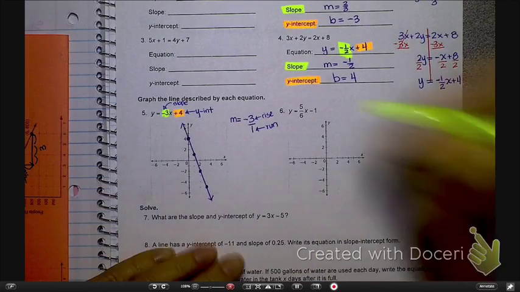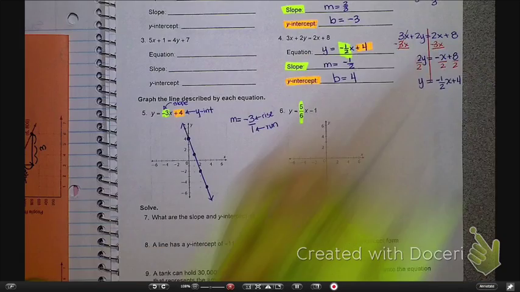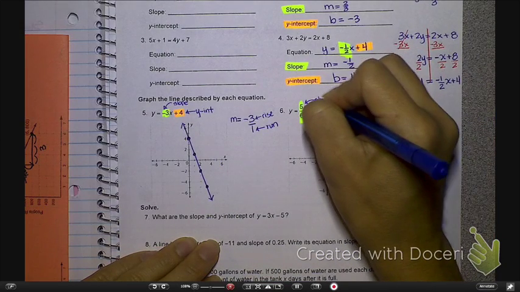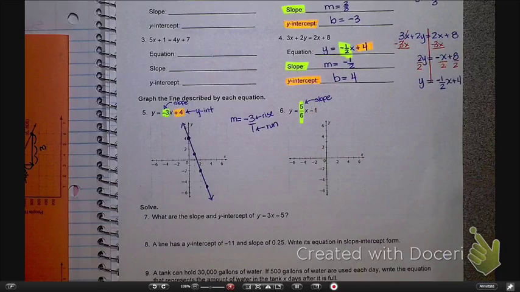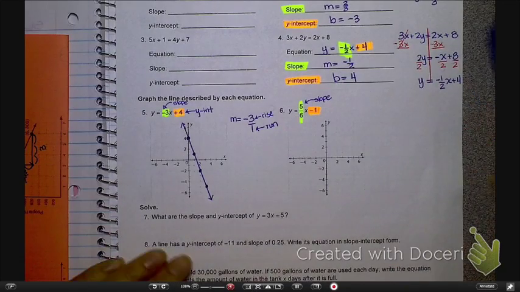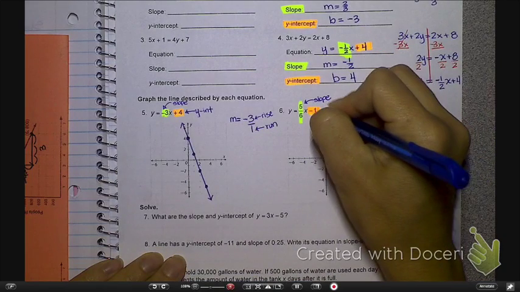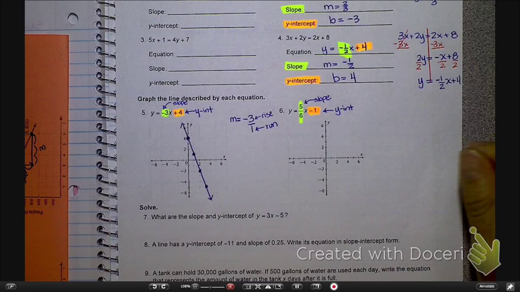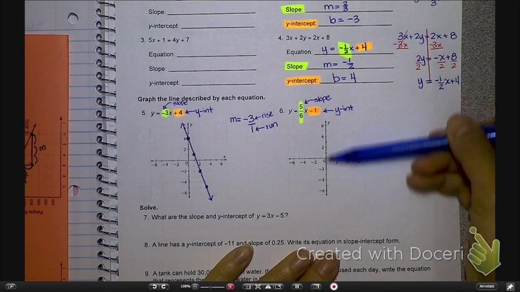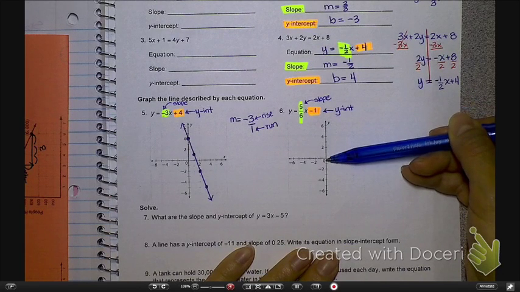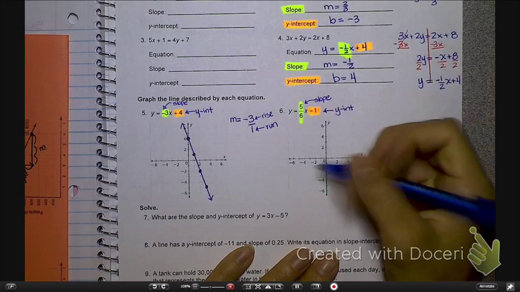So identify your slope. Here's your slope. Let's identify your y-intercept. Okay, your y-intercept's -1. Which one am I going to start with? -1, the y-intercept. So on your graph, on the y-axis, find where -1 is. Where's -1? Right there. Everyone put a point right there.